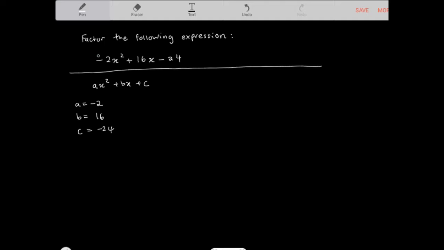I'm just going to factor out -2 because we have a -2 in front. So I'm going to factor out -2 from all of these terms in this trinomial. So you have x squared minus 8x plus 12.